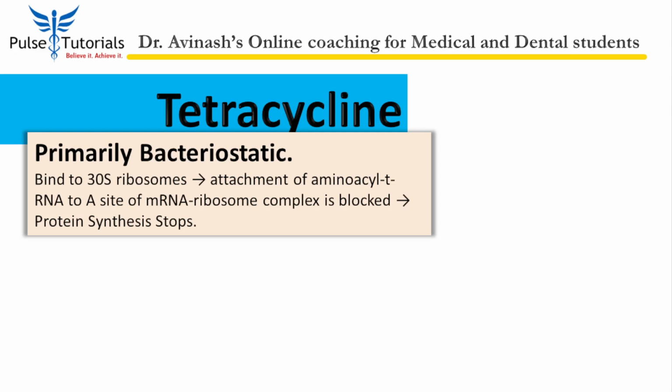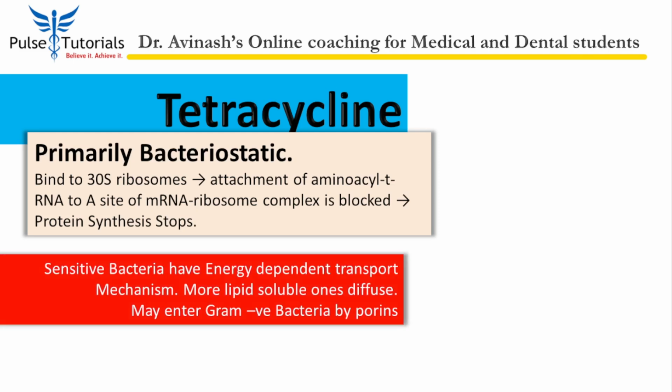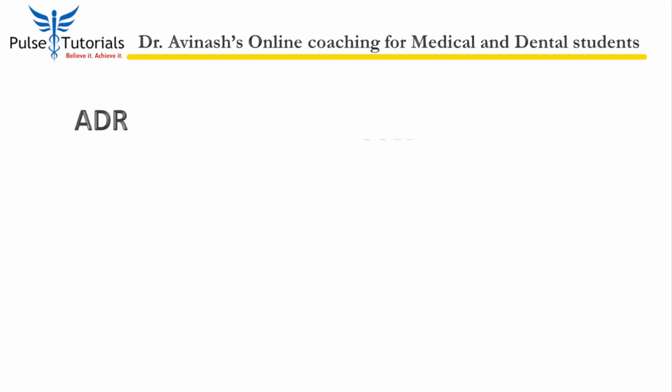Tetracyclines are bacteriostatic. We already understood the mechanism of action. Sensitive bacteria have an energy-dependent transport mechanism where they pick up tetracycline from their environment, and the bacterium is literally screwing itself up. The bacterium is killing itself. It's committing a huge mistake by using an energy-dependent transport to pull in tetracycline. The newer generations, the more lipid-soluble ones, can even enter a bacterium by simple diffusion, and they enter gram negative bacteria by porin channels.